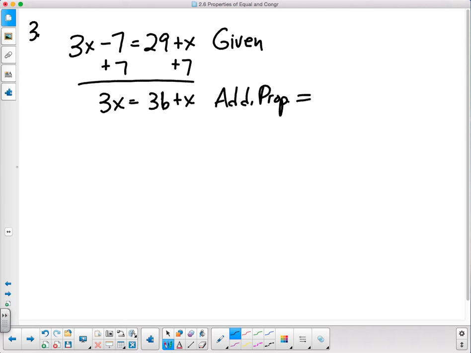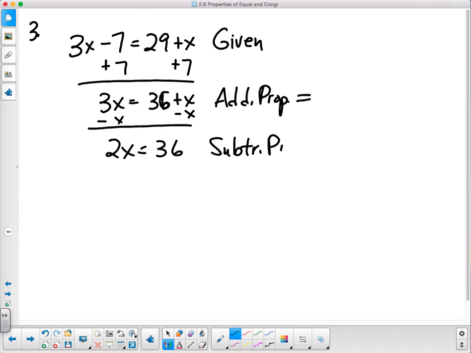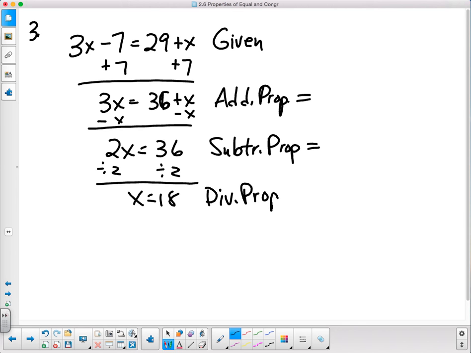What did you do next? Okay, do what with the x? Subtract x from both sides. Okay, so 2x equals 36, that was subtraction property of equality. And then he's going to divide each side by 2, and get x equals 18, division property of equality.